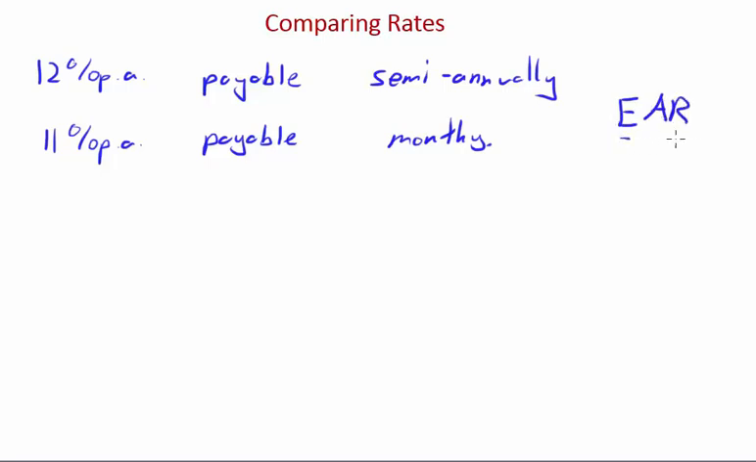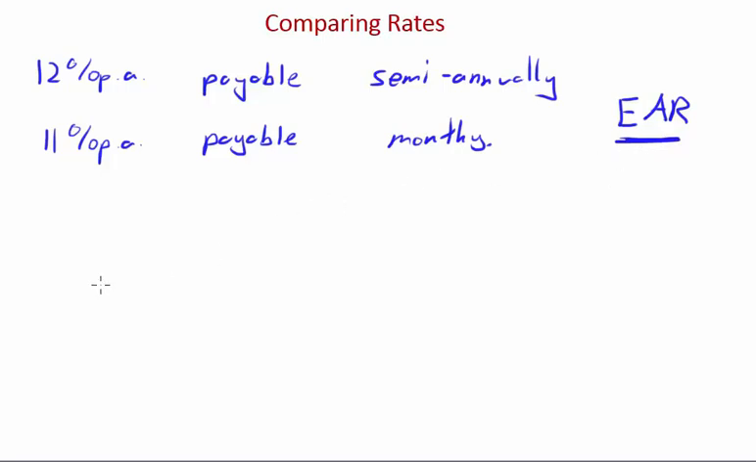And what is your effective annual rate? Your effective annual rate finds out what is the annual rate that would be equivalent to 12% per annum payable semi-annually. And it finds the equivalent rate for 11% per annum payable monthly. So it puts everything into what the effective annual rate would be. So the rate per annum would be given this. The effective rate per annum given this. And by using your effective annual rate for each one, you'd be able to tell which one is providing a higher return. That's essentially your effective annual rate.